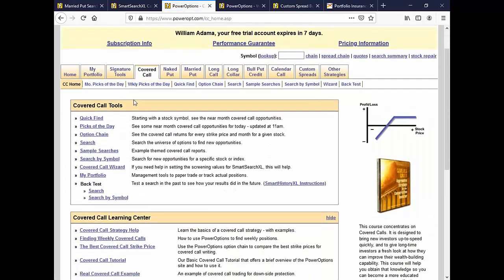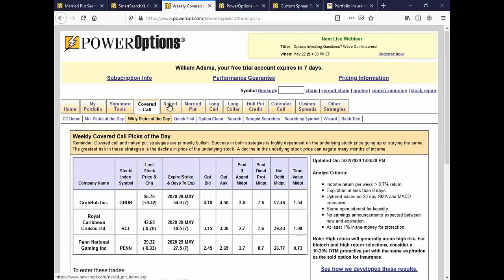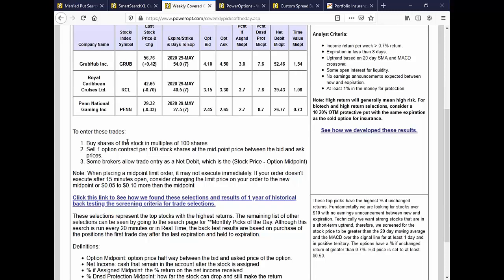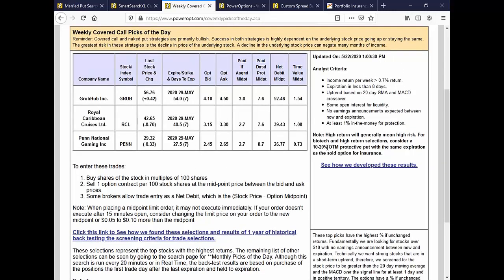You see here we have these extra tools in addition to the search. We've got the monthly picks of the day and the weekly picks of the day for covered calls and naked puts. Of course, what these are is very similar to what I just described, but what Ernie did is he went back and he did a whole series of tests with different criteria: in the money, out of the money, at the money covered calls, weekly, and he did monthly as well. Is it better to look for higher implied volatility or lower implied volatility? Is it better to avoid earnings or not avoid earnings?